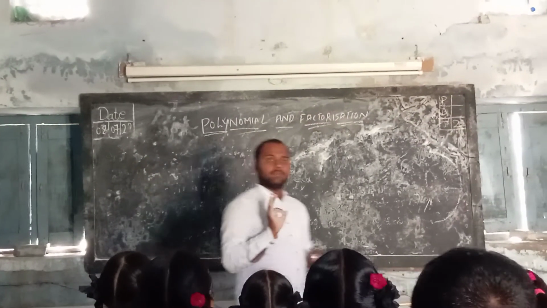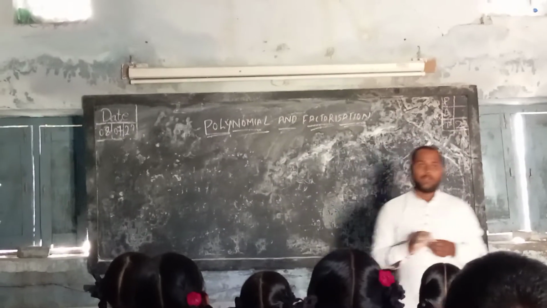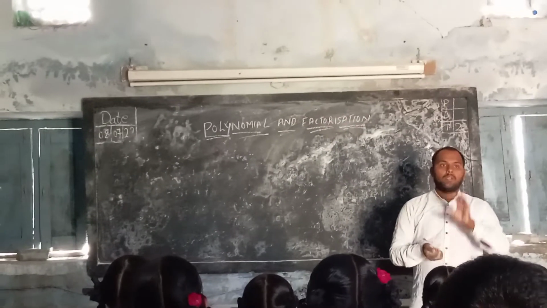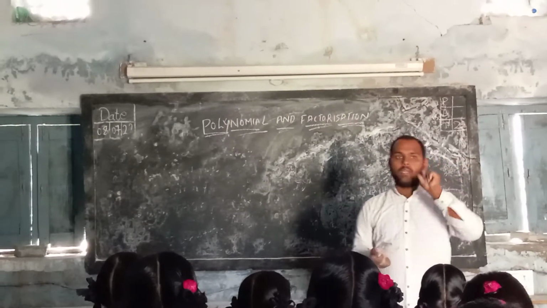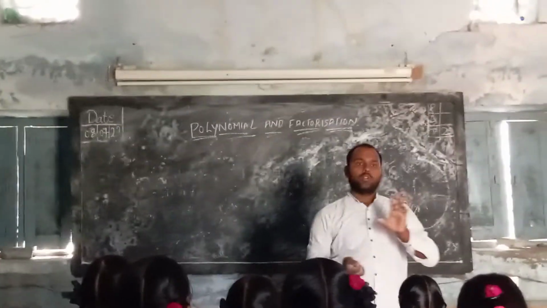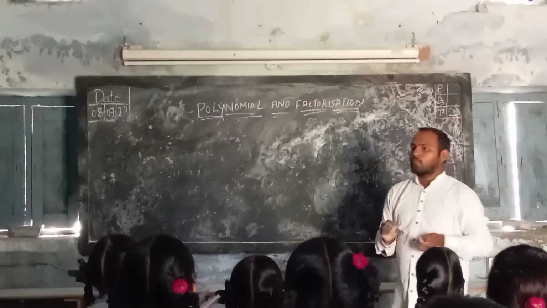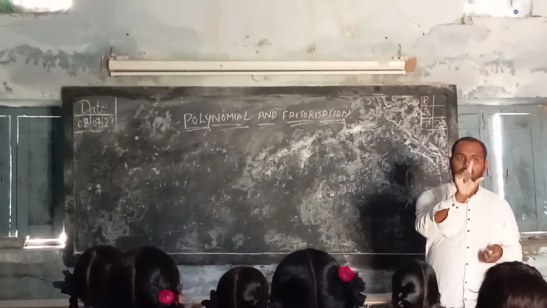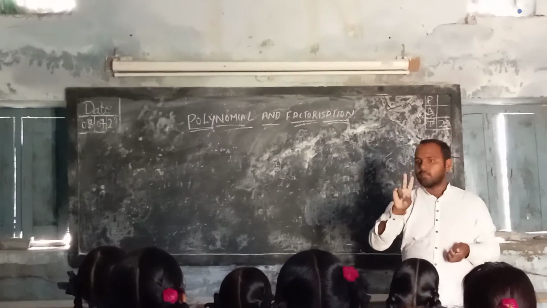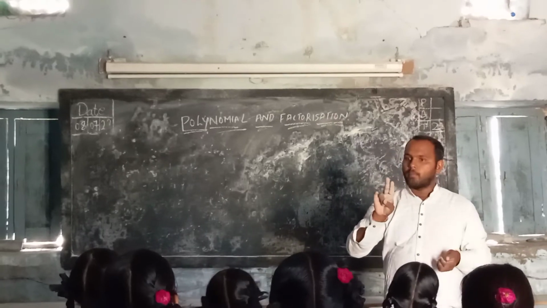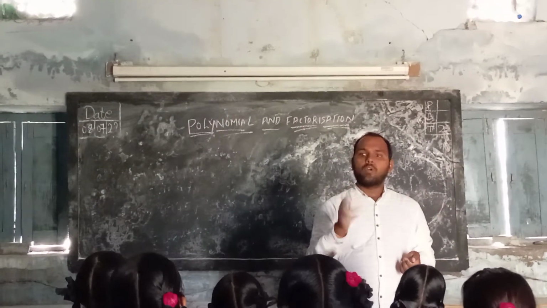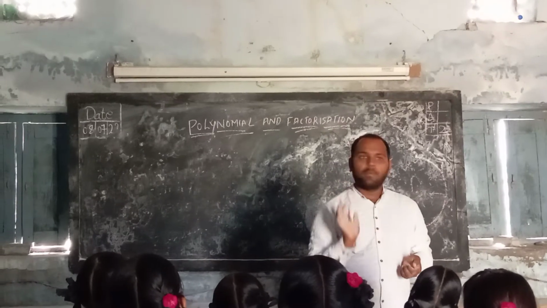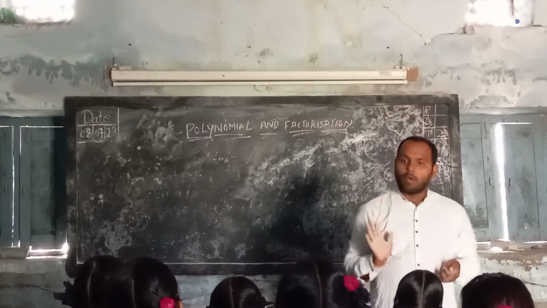Binomial completed, monomial completed, trinomial completed. Depending upon the terms, we are calculating monomial, binomial, trinomial and polynomial. If one single term is there, that is said to be a monomial. If 2 terms are there, that is a binomial. If 3 terms are there, trinomial. And if 4, 5, 6, any number of terms are there, that is said to be a polynomial.